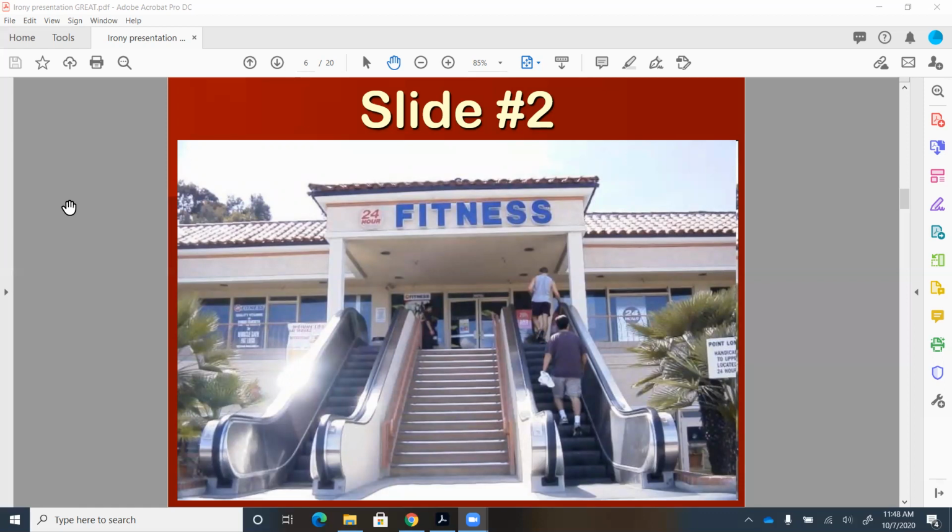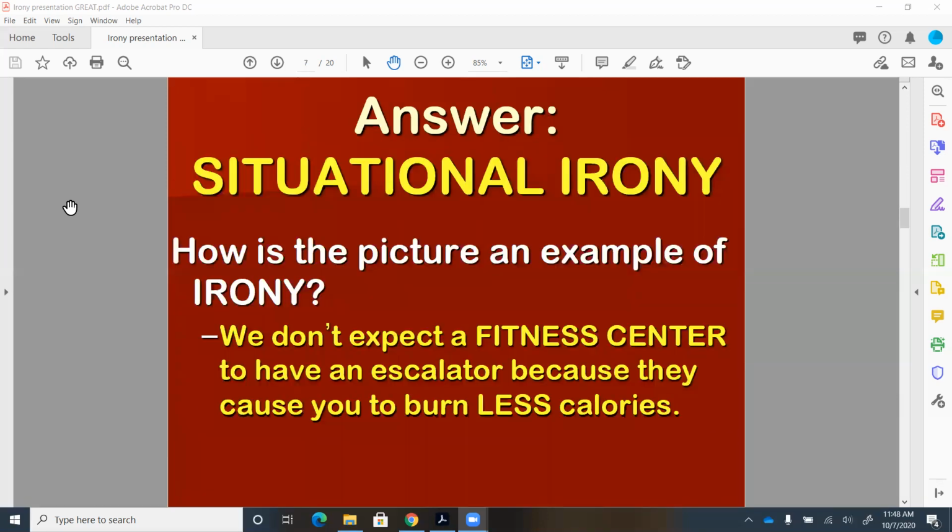So again, I ask, what can I eliminate? Can definitely eliminate what? Verbal irony, right? There's nothing being said. So then you're down to, again, what's the next thing I can eliminate? So I have to think, well, in dramatic irony, we know something characters don't. And then in situational irony, it's just something different than you expect. So make your guess. And again, it's situational irony. We don't expect a fitness center to have an escalator because they expect you to burn less calories.